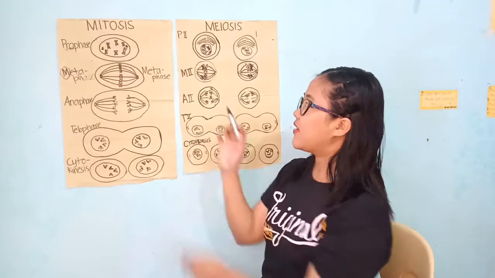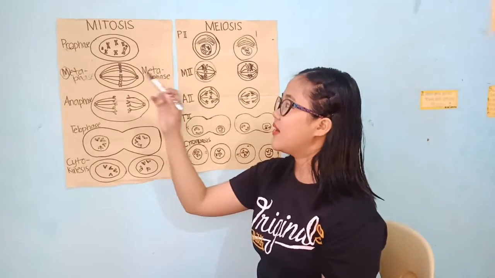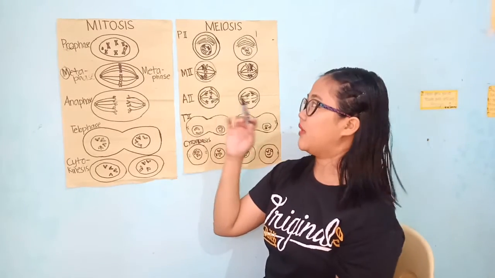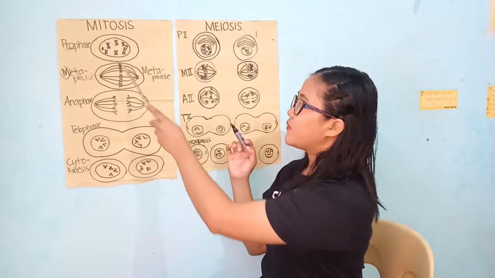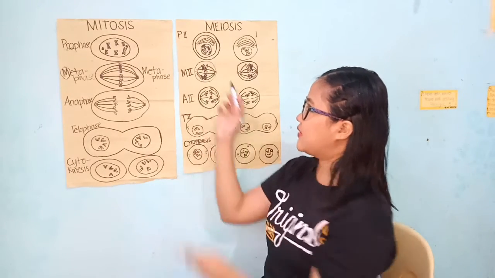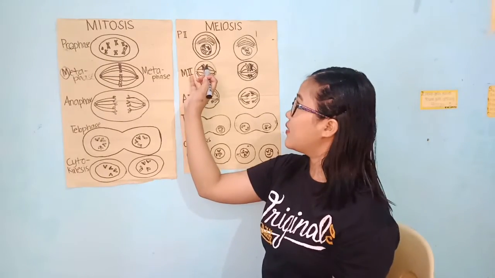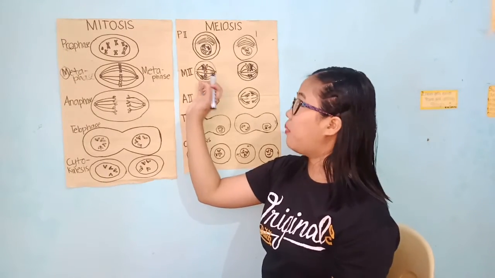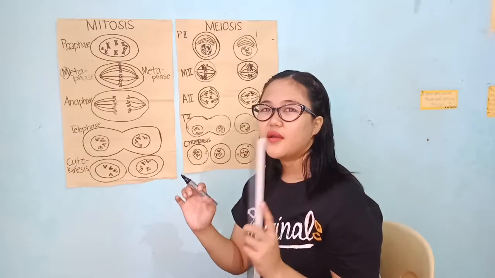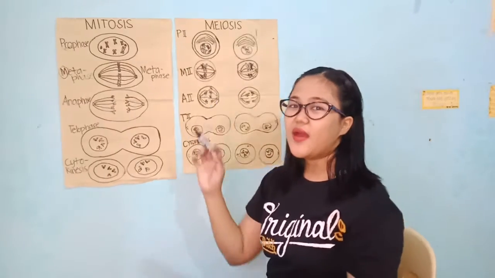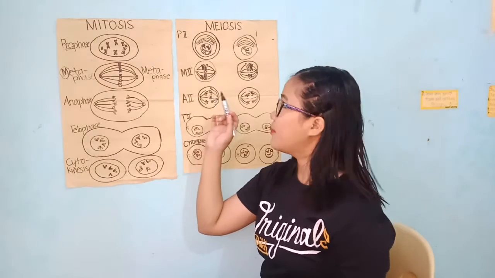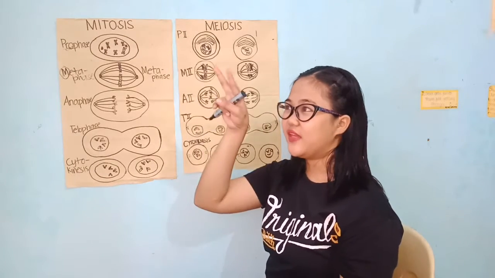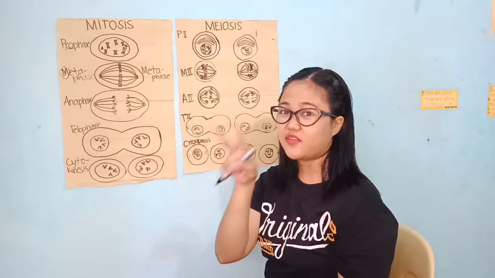While in meiosis, it's the same as metaphase in mitosis. So meiosis 1 is the lining of the chromosomes in between. But as what I said earlier, they're in pairs. The difference between them is that in metaphase 1 of meiosis, the chromosomes line up in the middle, but in pairs. So, pairs and solo.